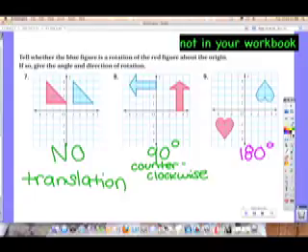Okay. I'm feeling pretty good about this section. You doing okay? All right. Page 134.